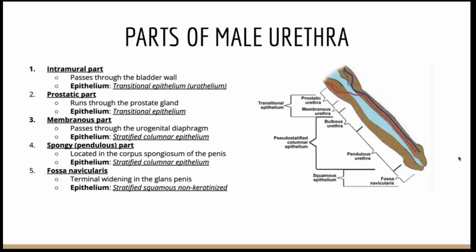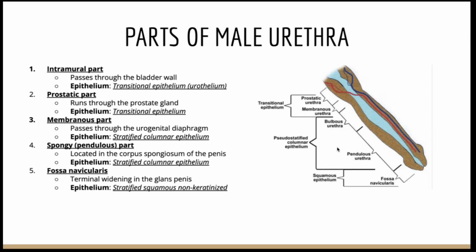When you talk about the parts of the male urethra, it is divided into intramural part, prostatic part, membranous part, spongy part, as well as fossa navicularis. These different parts are lined by different types of epithelium. We have the intramural part, which passes through the wall of the bladder, and it is lined by the transitional epithelium. The prostatic part passes through the prostatic gland, and this is also lined with the transitional epithelium. The membranous part passes through the urogenital diaphragm, and it is lined by stratified columnar epithelium. This part is here.